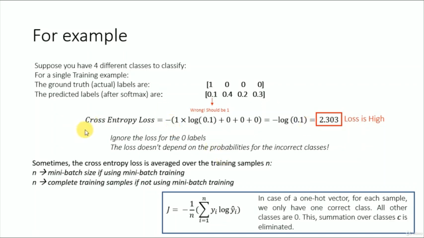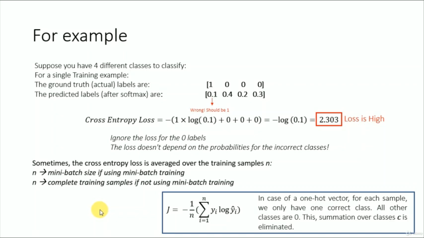In this case, the cross entropy loss after calculation, and of course don't forget the negative sign, which is outside here as a common factor for all, comes to 2.3, so the loss is high. In this case you want to minimize this loss, so when you update the weights to minimize the loss, this prediction will become closer to 1.